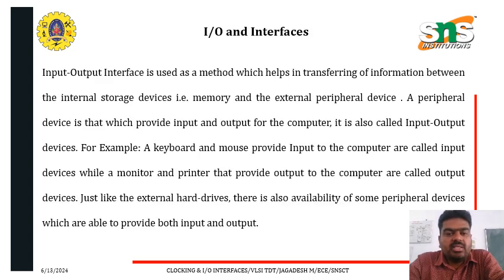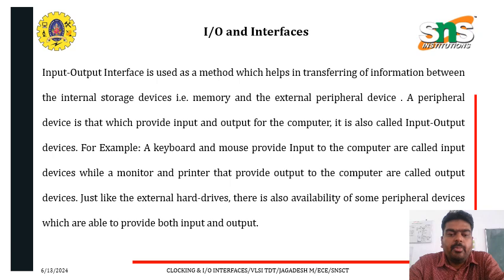And the next thing is input and output interfaces. The input and output interface is a method which helps in transferring information between the internal storage devices, that is memory, and the external peripheral devices. A peripheral device is one that provides input and output for the computer. It is also called an input-output device.